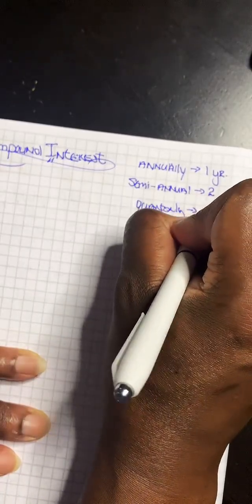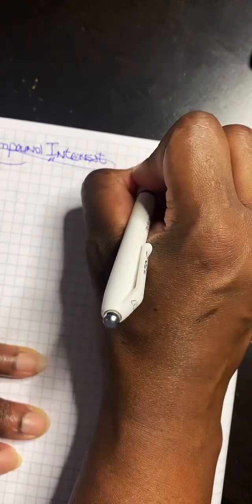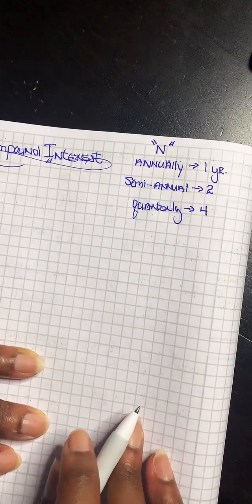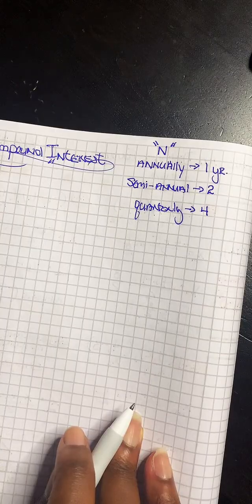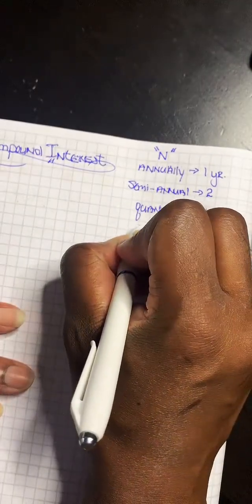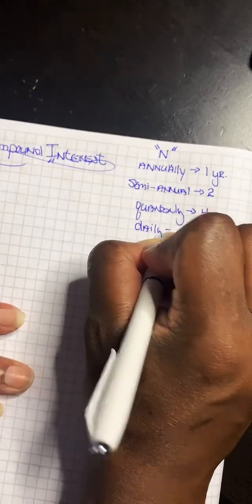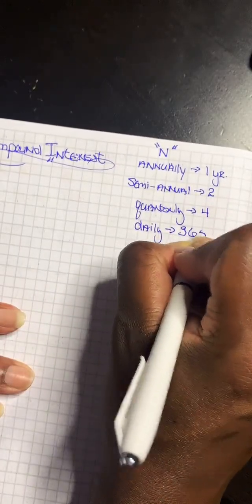That's happening 4 times a year. So what I'm basically listing for you is what's called the n's. And you'll see what I'm talking about once I put the formula together for you. So annually, semi-annually, quarterly. There is something that will say daily. And we all know daily, hopefully we do, is 365.